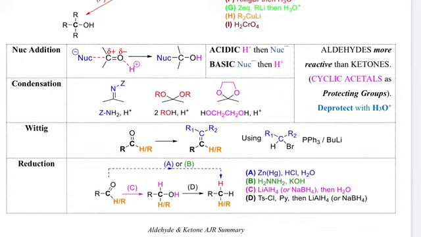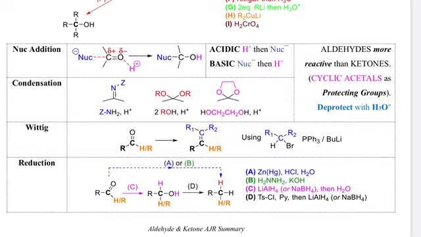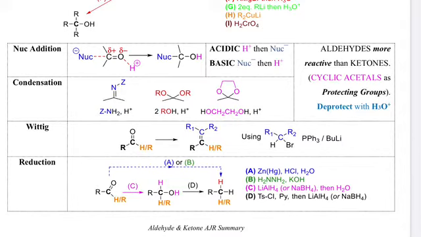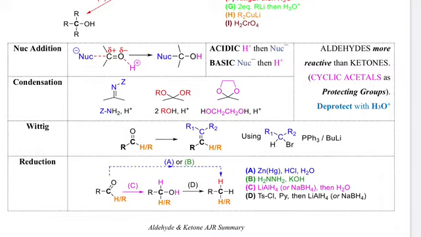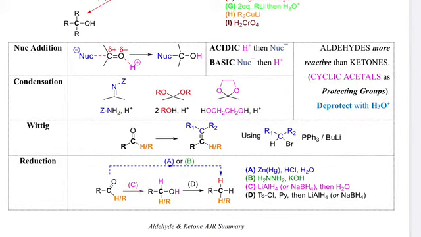So our strategy is, if you don't want your group to react, you convert your aldehyde to a cyclic acetal. Reagent set is next to it. Do whatever chemistry you then want to do wherever else in your molecule. And then, when all the chemistry is done, you remove your protecting group, which is what we call deprotect. So in blue, you can see there, deprotect with H3O+. And that then converts your cyclic acetal back to the original aldehyde.